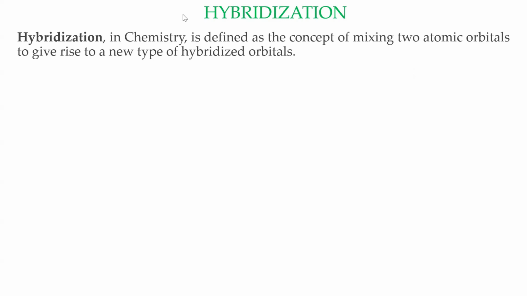What is hybridization? Hybridization is defined as a concept of mixing two atomic orbitals to give rise to a new type of hybridized orbitals. Remember that from the basic knowledge of chemistry, we have orbitals. These atomic orbitals include the s orbital, the p orbital, the d orbital, and then we also have f orbitals.